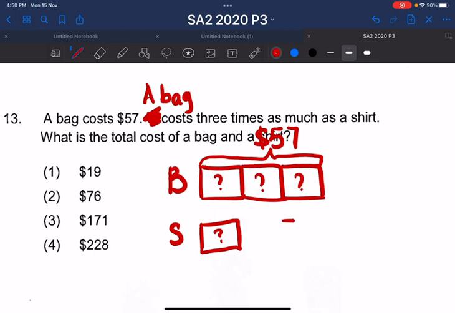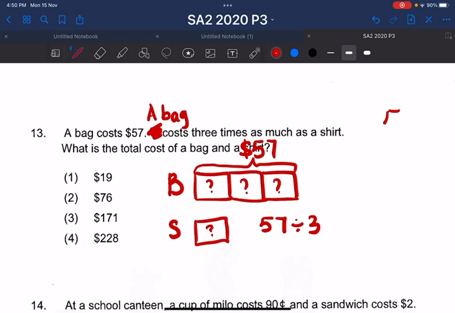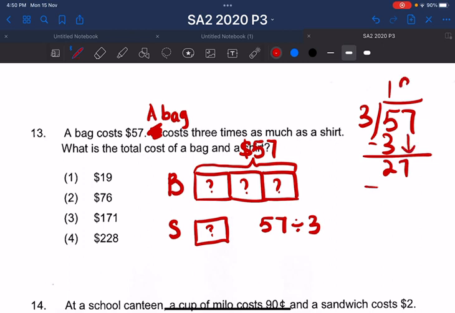So what I can do is take 57. Let me divide it by 3 first. Why do I divide by 3? Because the 3 boxes, the 3 units, actually combine to make 57. So what I'm doing here is trying to divide by 3 to find 1 box. So I'm going to take 57 and divide it by 3 to see the division. 27 divided by 3 will be 9. And I have a very nice number, 19.